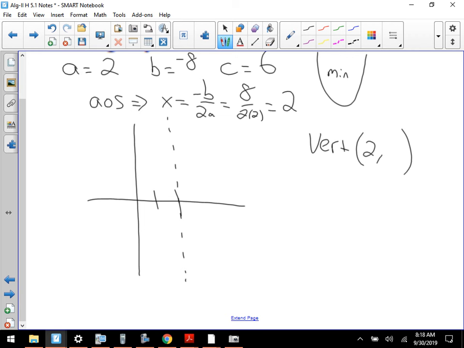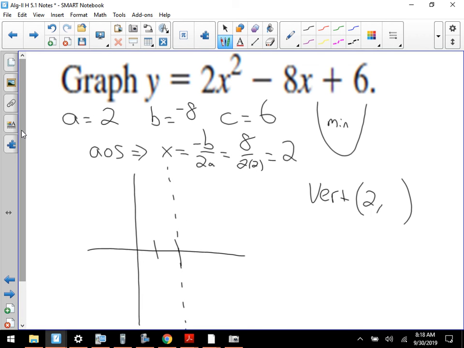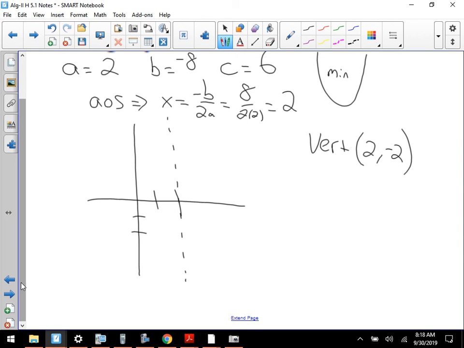We substitute in. So back up here, what's 2 squared? What's 4 times 2? 8. All right. What's 8 minus 16? -8. Add 6 and you get -2. Very good. So my vertex will occur at 2 comma -2. I know it's a minimum, so I'm going to label it because we just said it was.